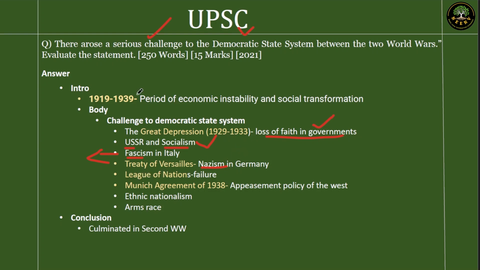League of Nations that was formed after the First World War becomes a failure. Again, something undemocratic. Then the Munich Agreement of 1938. This is one agreement that underlines the appeasement policy of the West. What is meant by appeasement policy? The West is appeasing the growth of fascist tendencies in Germany and Italy. Why do they do so? Because they want to contain socialism in USSR. So this appeasement policy is also leading to undemocratic practices.